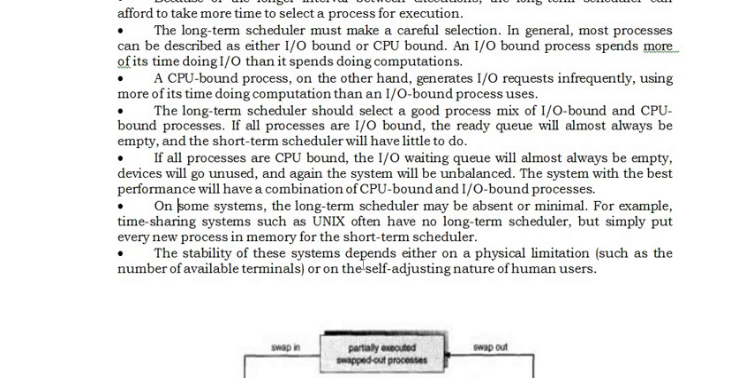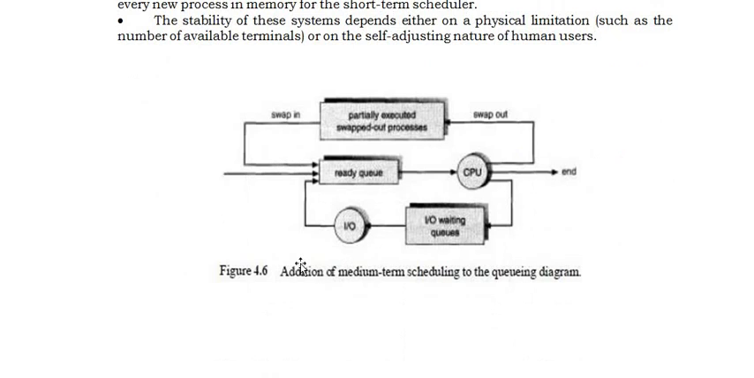The stability of the system depends either on the physical limitation, or on the self adjusting nature of the human users. So what does stability of the system mean? In a Unix-like system, it depends on physical limitations such as the number of available terminals, and also the self adjusting nature of the human users. They are doing all the work in a Unix-like operating system, like a time sharing system.